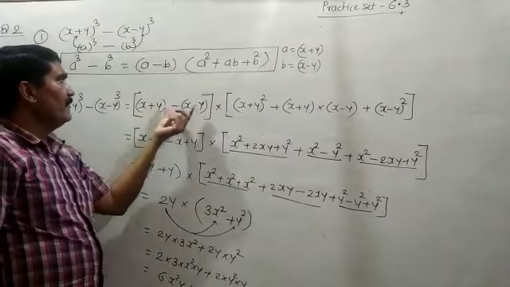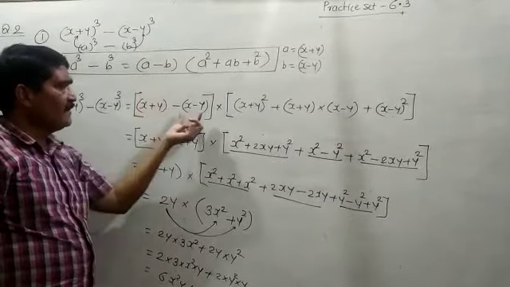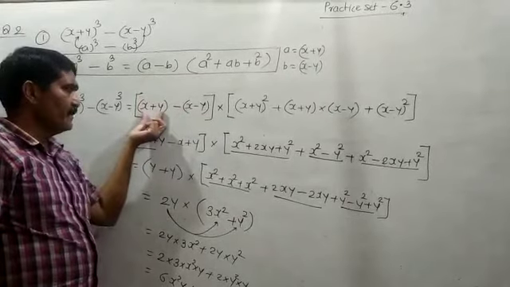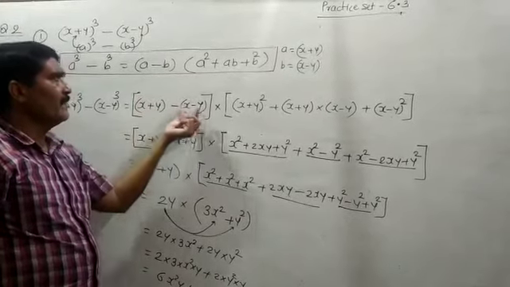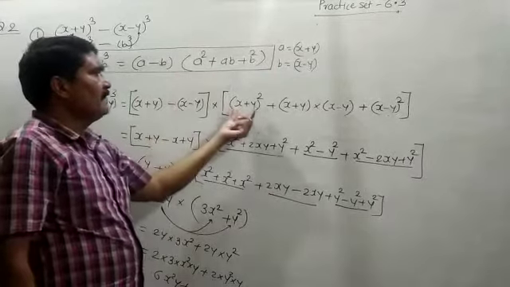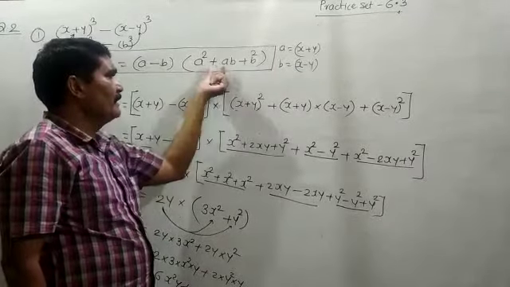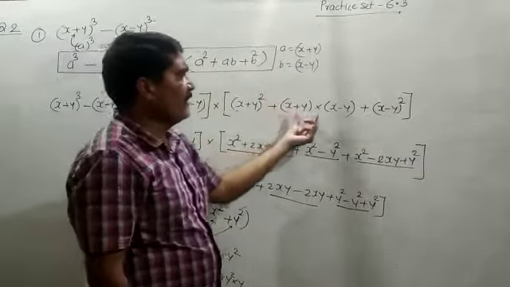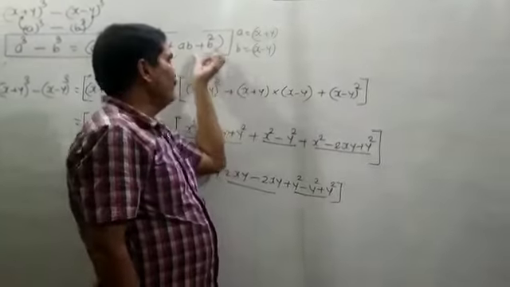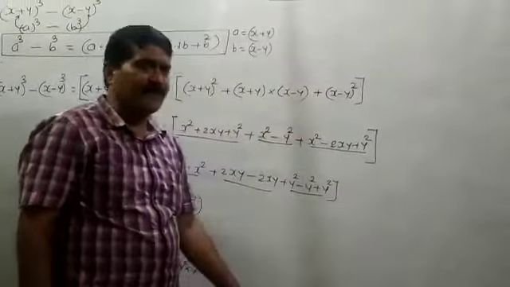is equal to (a minus b) into (a square plus ab plus b square). This is a, this is b, so this is (x plus y minus x minus y) into a square, means (x plus y) bracket square, plus a into b, means (x plus y) multiplied by (x minus y), and b square means (x minus y) bracket square.